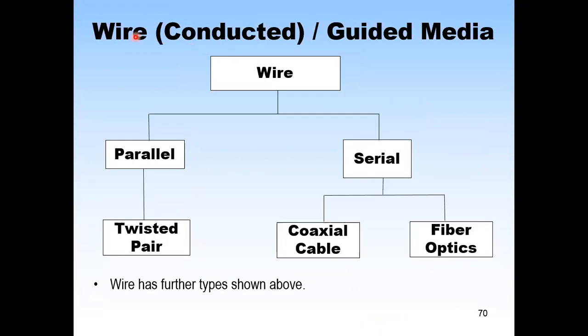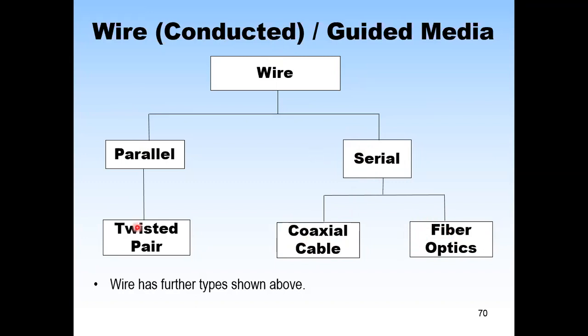As I have already discussed, wired media and wireless, then wired media is further divided into two: parallel and serial. The coaxial cable, the cable TV communication which you are doing by using coaxial cable, is a serial communication. In coaxial cable you have only a single wire, or fiber optics, where the data travels from the core of the fiber in the form of light.